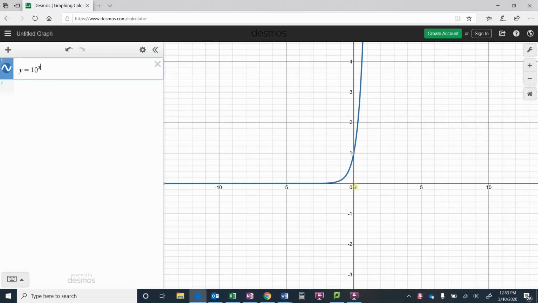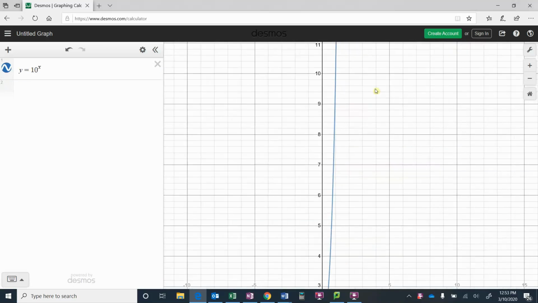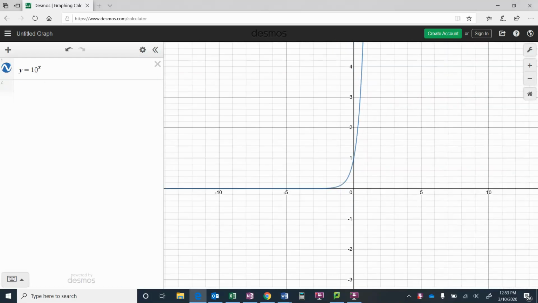We know that when x is 0, y is 1, and when x is 1, y would be 10. Up here we'll have a point at 10. X is 1, y is 10. There we go. Okay, so there's our graph of y equals 10 to the power of x.